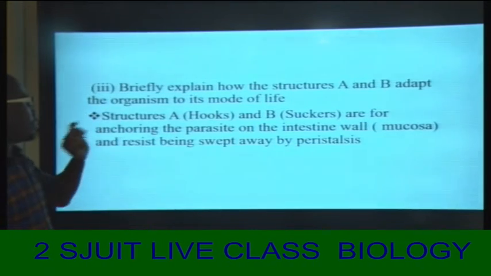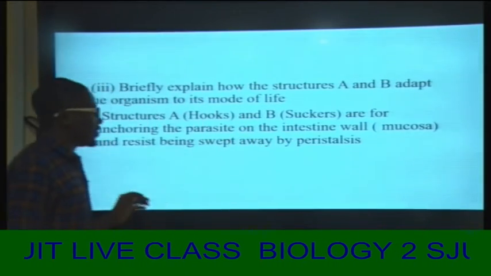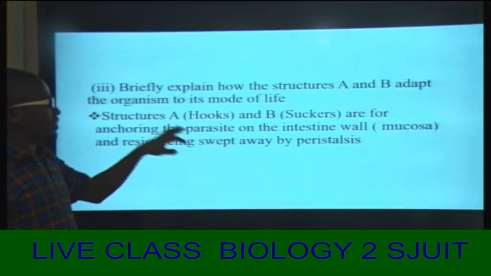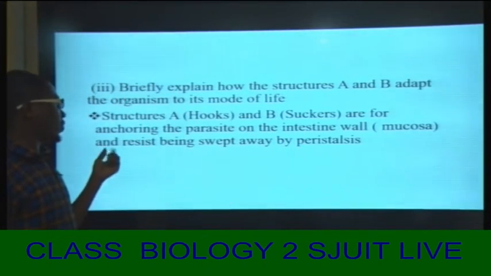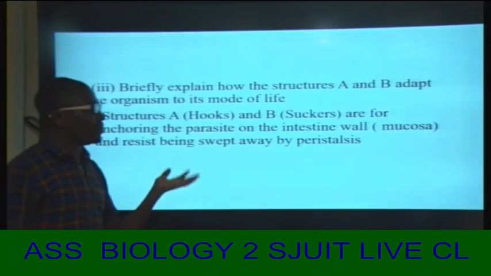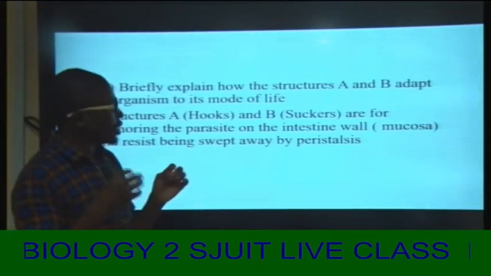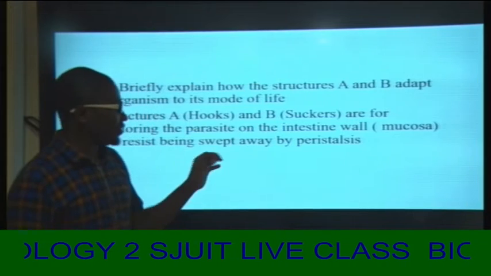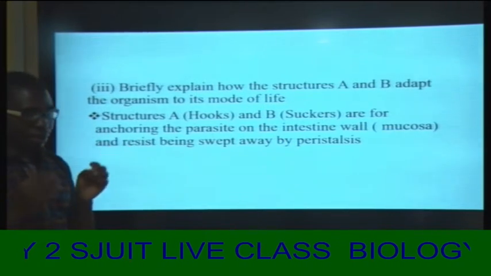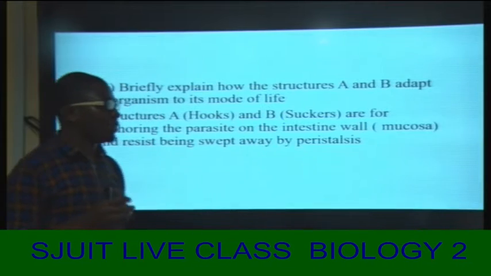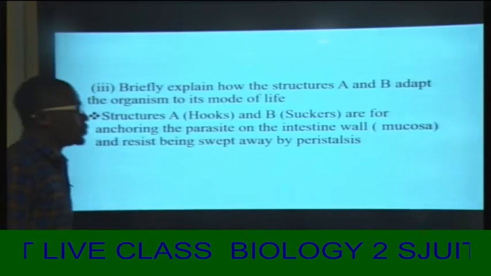So we are saying structure A, the hooks, and structure B, the suckers, are used for attachment. They help the parasite to attach to the intestine wall, the mucosal layer, and resist being swept away by peristalsis. Peristalsis is a continuous contraction and relaxation of the intestine muscles, which helps to push the food substance. So structures A and B are used as a means of attachment, helping the parasite to attach to the intestine walls.